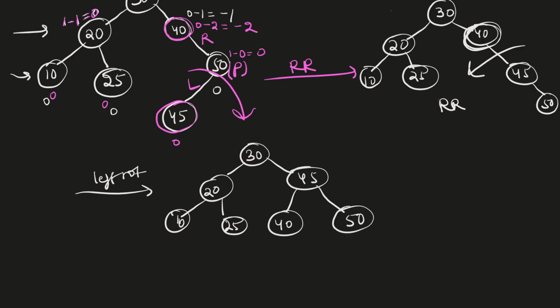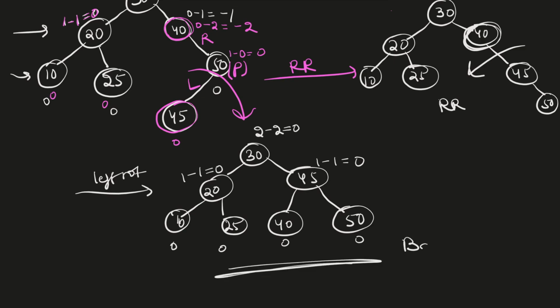Now if you check the balance factor, all the leaf nodes would have 0. 45 is 1 minus 1, that is equal to 0. 20 is also having 1 minus 1, that is equal to 0. 30 is having 2 minus 2, that is equal to 0. So the whole tree is balanced.